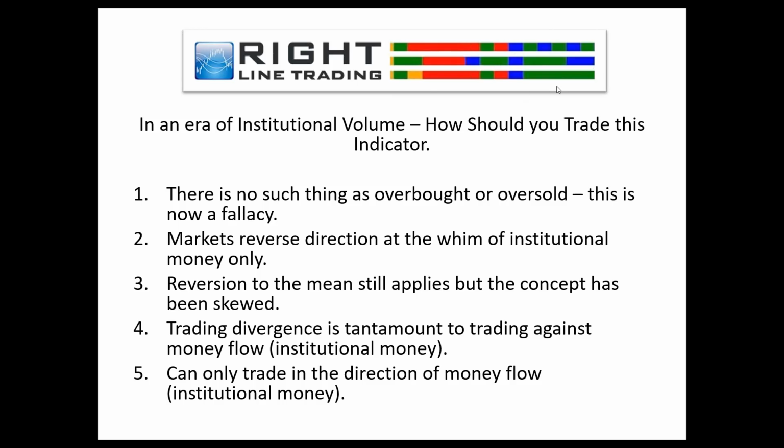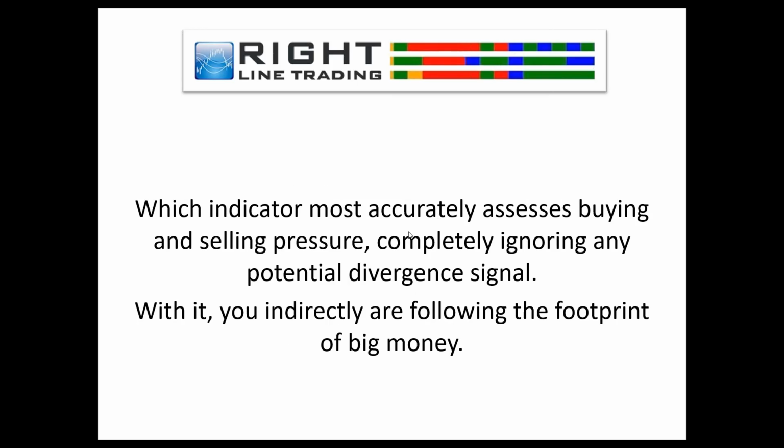You can't determine a 2-second turn. You can't determine a 2-week turn. None of them can be determined. So we're looking for an indicator that assesses buying and selling pressure and ignores divergence. And with it, you're indirectly following the footprint of big money.